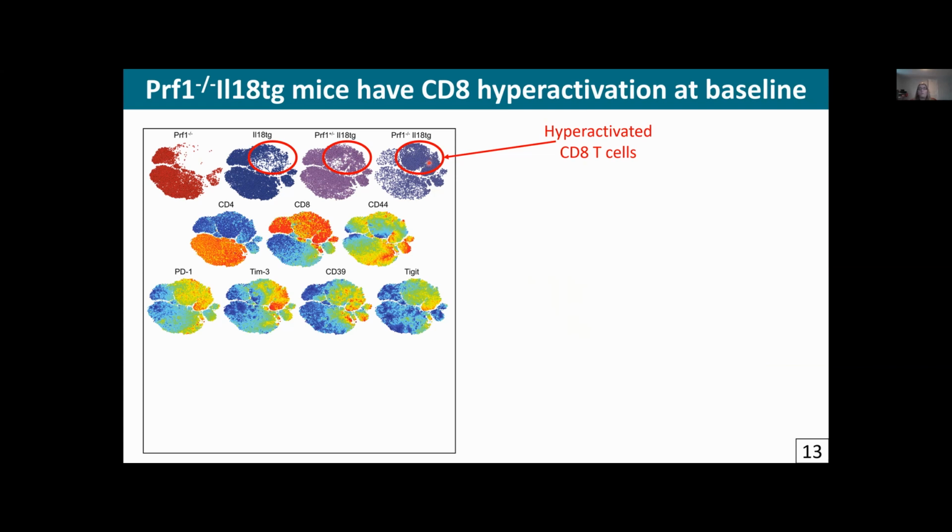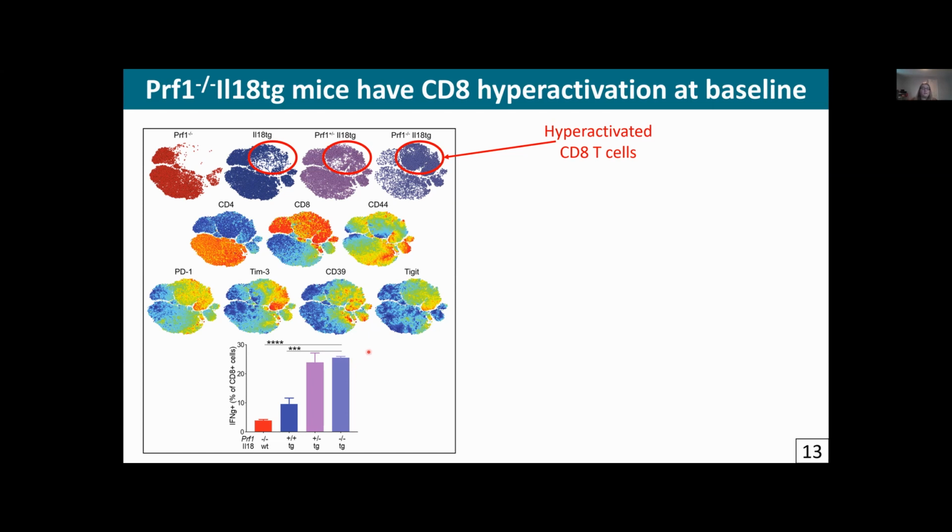And as it turns out, these looked very similar to our hyperactivated CD8 T cell population that we saw in our previous LCMV experiments. And so these, again, are CD8 T cells that are PD1, TIM3, CD39, and TIGIT positive, as well as producing a lot of interferon gamma. So these are a vast amount of interferon gamma positive cells under, again, homeostatic conditions.